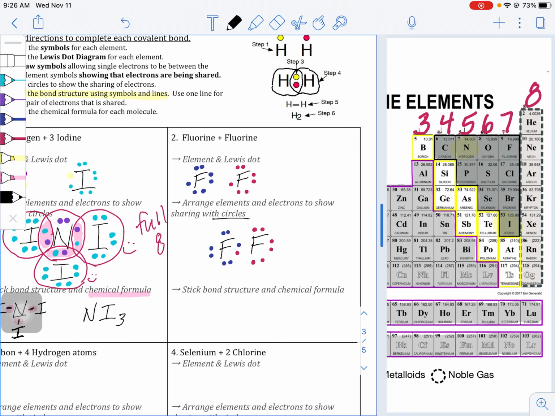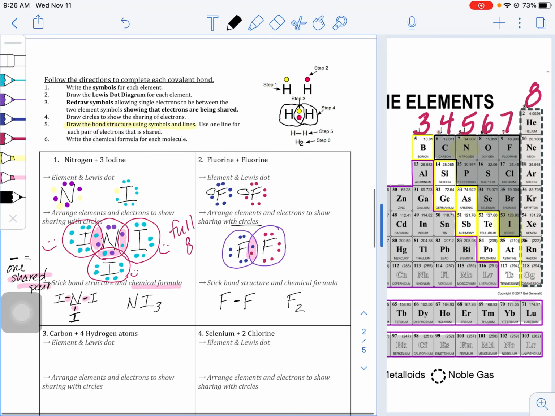Okay, show that they're complete with the circles. Again, when I circle, I want to make sure I'm including all 8 in there. There they are. So looking at the shared pair, I replace that with the stick, and I just made F2. Right? So that one was a little simpler because I only had 1-to-1. Once they shared and finished their empty spaces, the bond was complete. I didn't need additional ones.